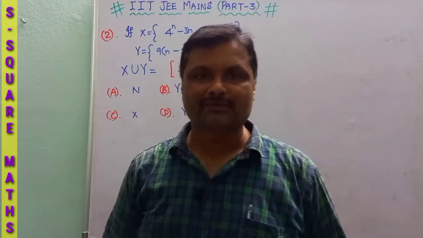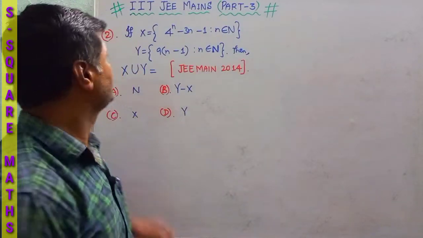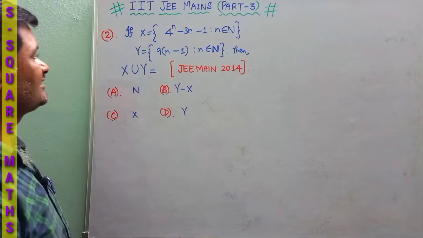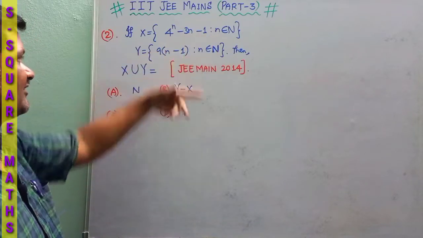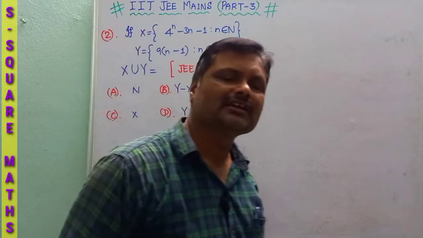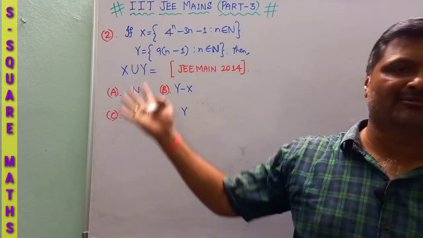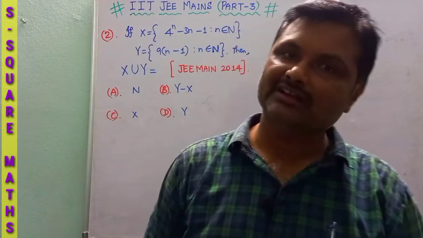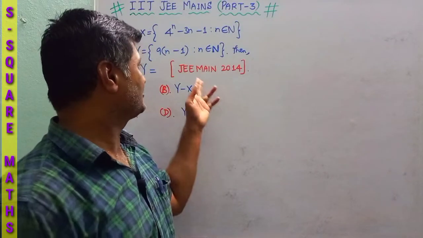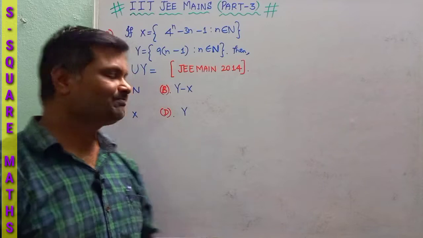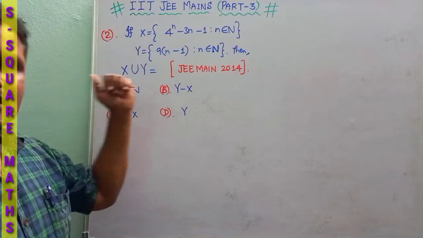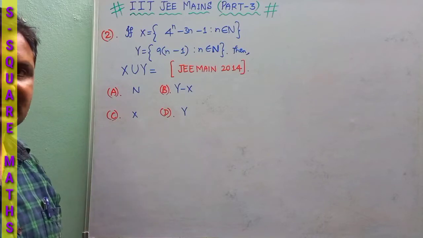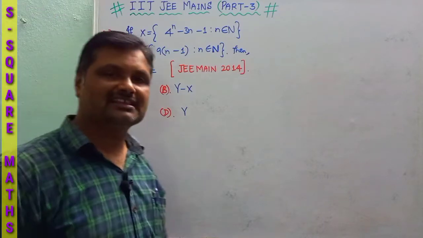Now let us go through the second problem here. If x is equal to 4 power n minus 3n minus 1 such that n belongs to natural numbers and y is equal to 9 of n minus 1, n is a natural number, then we have to determine x union y. Okay, so what we are going to get, that we have to consider. This has been asked in JEE Main 2014. We are going to get natural numbers or y minus x set or x set or y set, the D option. Okay, so listen carefully.